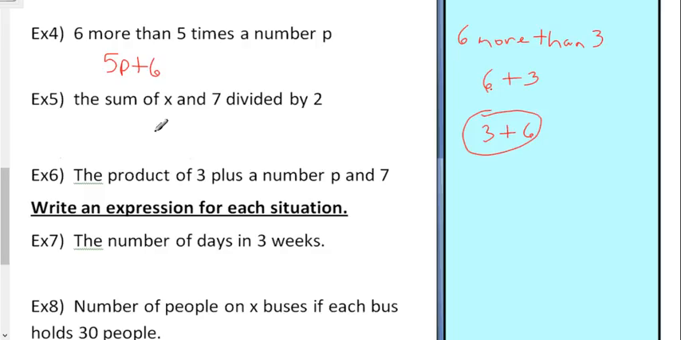All right. Now the fun one. The sum of x and 7. Well, there's that parentheses, right? The sum of x and 7 divided by 2. What am I adding together? x and 7 is what I'm adding. So it's going to be x plus 7. And then I'm going to divide by 2.